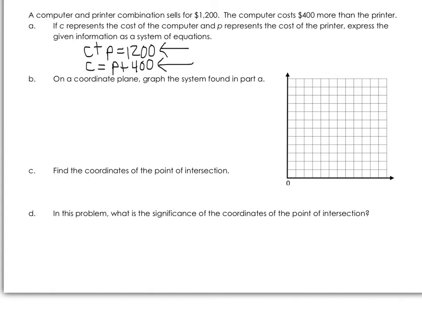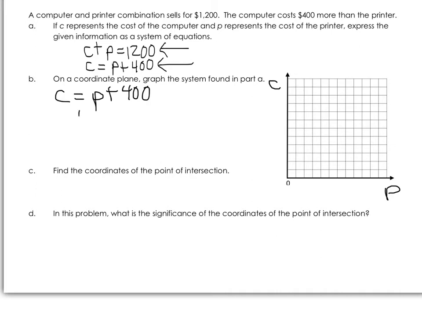On a coordinate plane, graph the system found in Part A. We're going to graph these two lines in the coordinate system, so we need to decide what our scale will be, and we also need to decide which axis is the c-axis and which axis is the p-axis. It doesn't really matter in this case. I'm going to put c here and p here. The reason is that we have c equals p plus 400. That equation is in slope-intercept form, and usually we have y equals mx plus b, so c will be on the vertical axis and p will be on the horizontal.